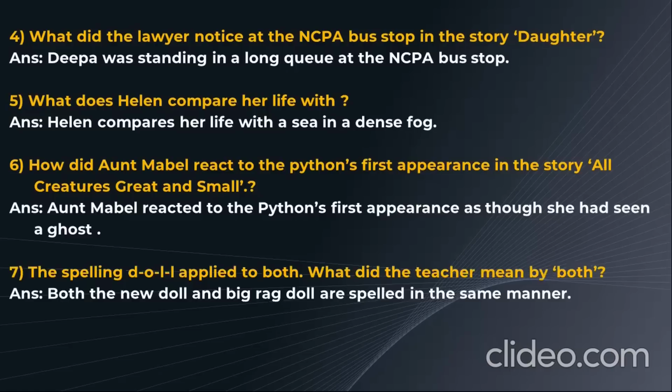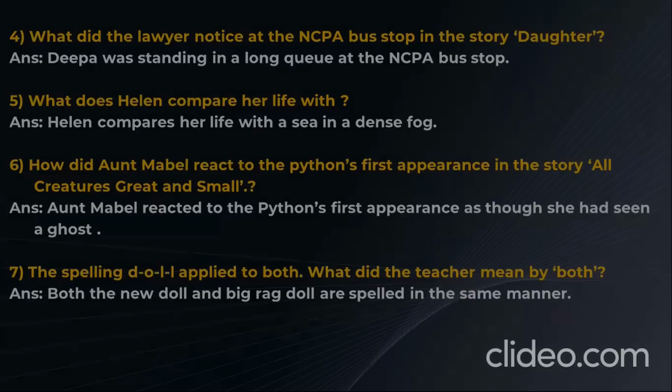Seventh question: the spelling DOLL applied to both. What did the teacher mean by both? The teacher means both the new doll and the big rag doll are spelled in the same manner. So this is how, out of 7 questions, you need to attempt 5 questions, each for 2 marks. So the first part of the section B stands for 10 marks.